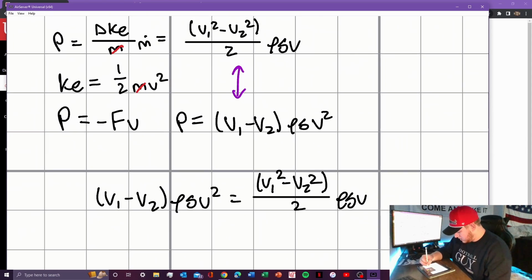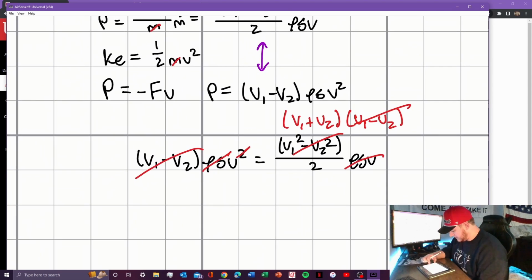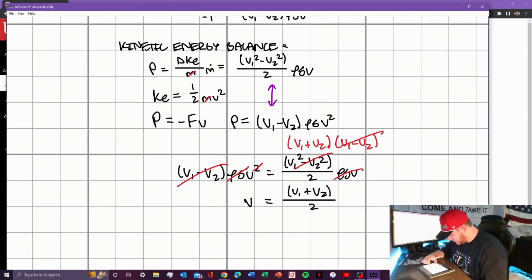All right, big cancel time. You ready? Here we go. That's gone. The square's gone. That's gone. This is going to go away. Since this is a difference of squares, we can rewrite this as V1 plus V2 times V1 minus V2. So we're getting rid of this V1 minus V2, then we are left with just V plus V2 over 2. So then we are left with V is equal to V1 plus V2 over 2. That is our equation for velocity.